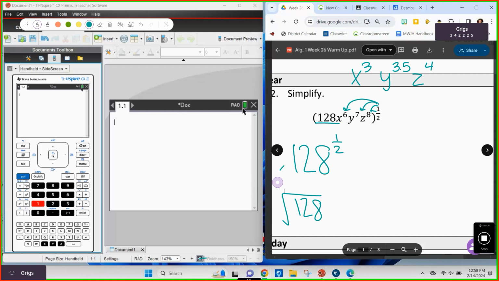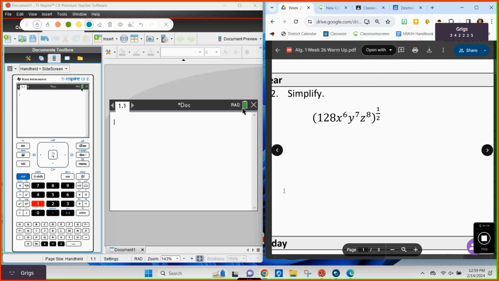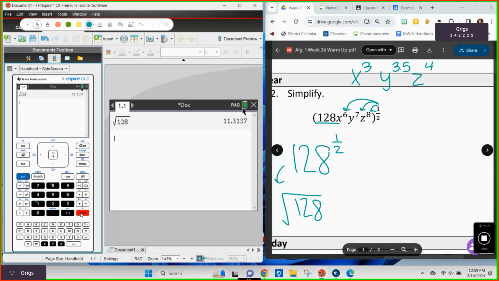So these two are equivalent expressions, right? If I type in 128 to the 1/2 power, I'm just going to do the square root of 128 instead. I get 11.313708499. So the square root of 128 is, rounded, about 11.31.